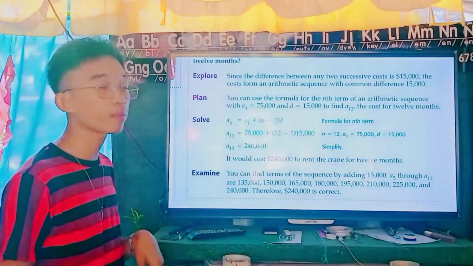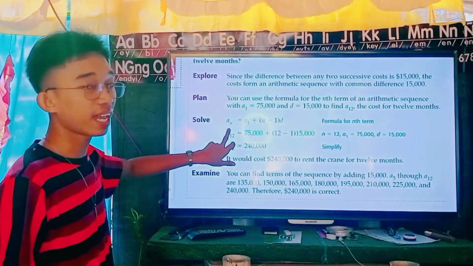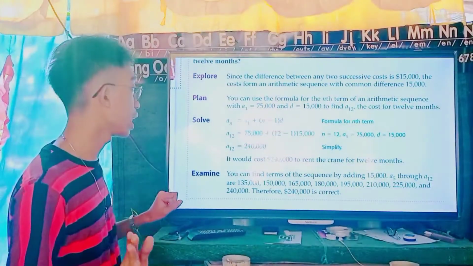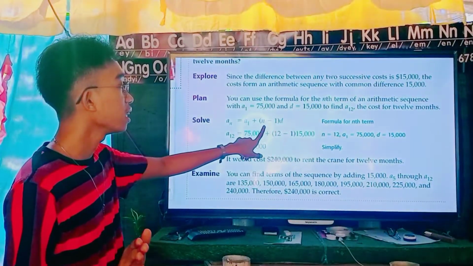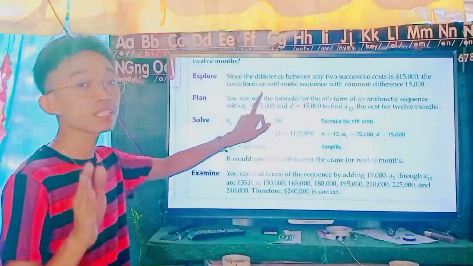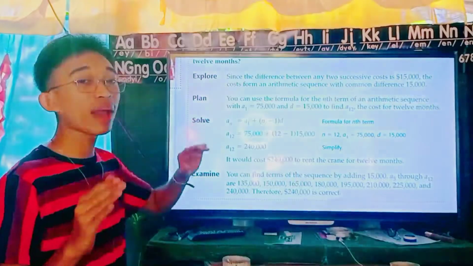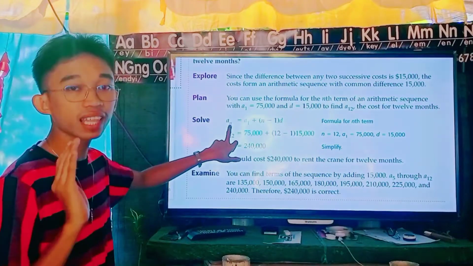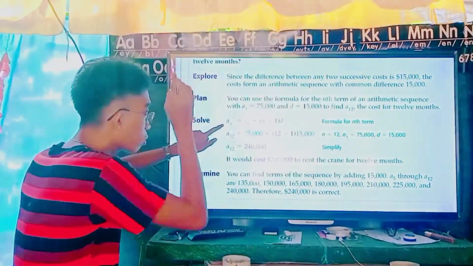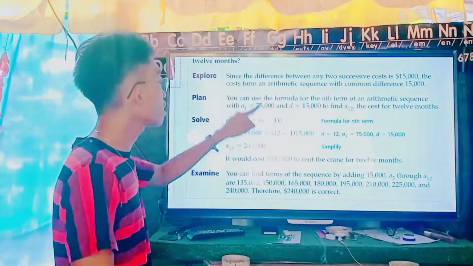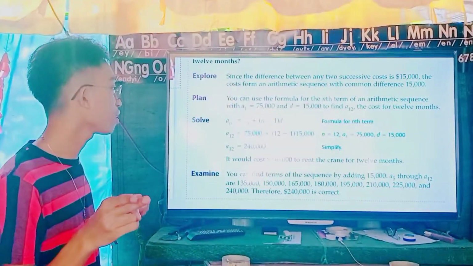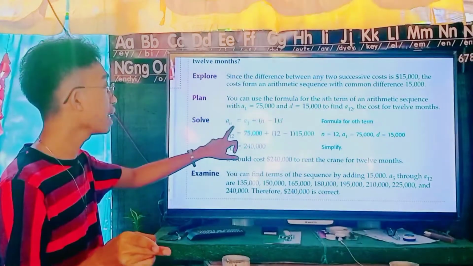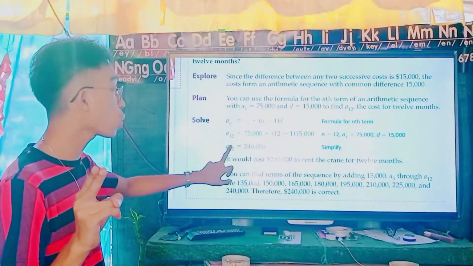So here is the formula, guys. A sub n, the nth term, is equal to a sub 1, which is the first term, plus n minus 1 times your common difference. Always remember that the value of this is the same as this. What value you put here is the same as the value here. Always remember that. So a sub 12: we are replacing the n with 12.